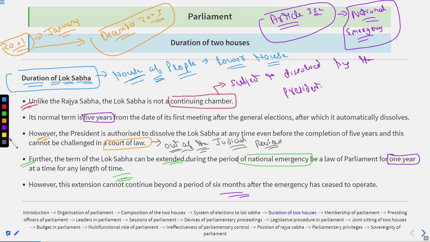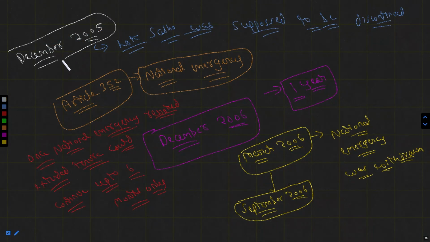But there is a provision that if within that 1 year the revocation process was started and the national emergency was revoked successfully, then it doesn't matter what the time period decided was. The tenure could only be extended up to 6 months, like the example we had taken. In December 2005, the Lok Sabha was about to dissolve. Re-elections were scheduled to be held, but thereafter Article 352 came into force, and the national emergency was imposed, due to which the tenure could be extended up to 1 year, which means December 2006. But meanwhile, in March 2006, due to normalization, the national emergency was withdrawn successfully. So the extension could only be continued up to 6 months from the date of revocation. So the Lok Sabha could be continued till September 2006, not December 2006. The reason I have told you already.